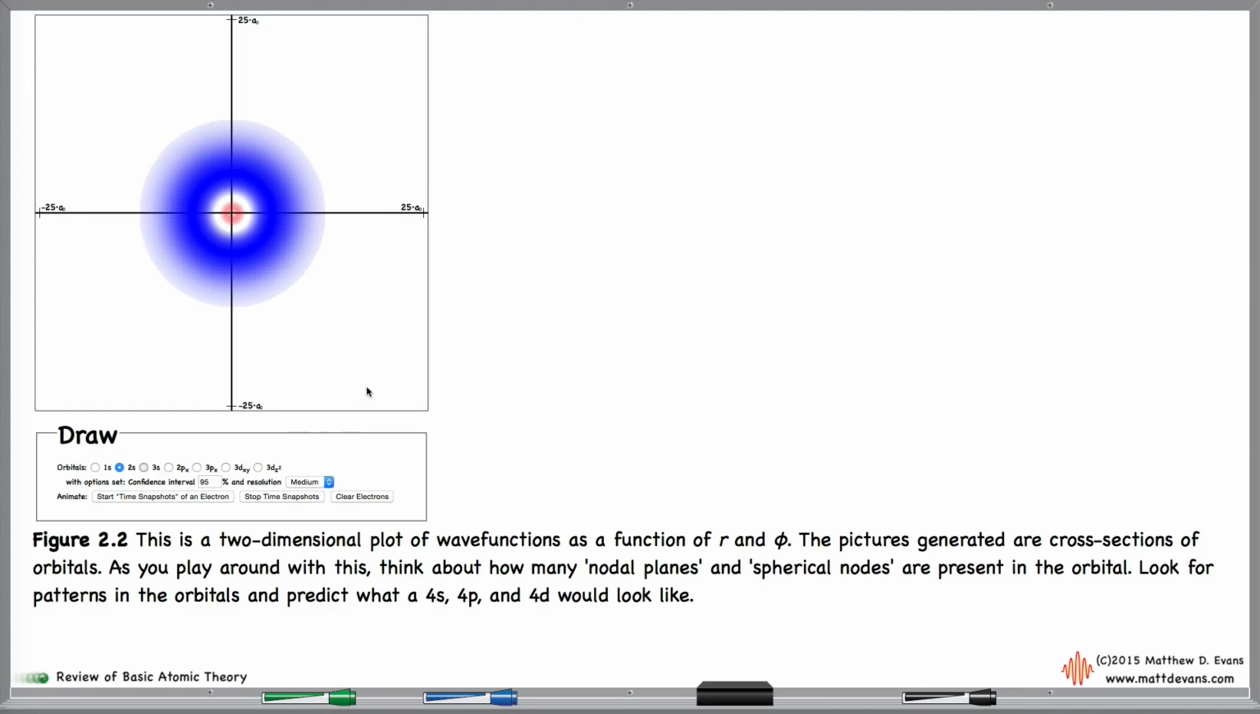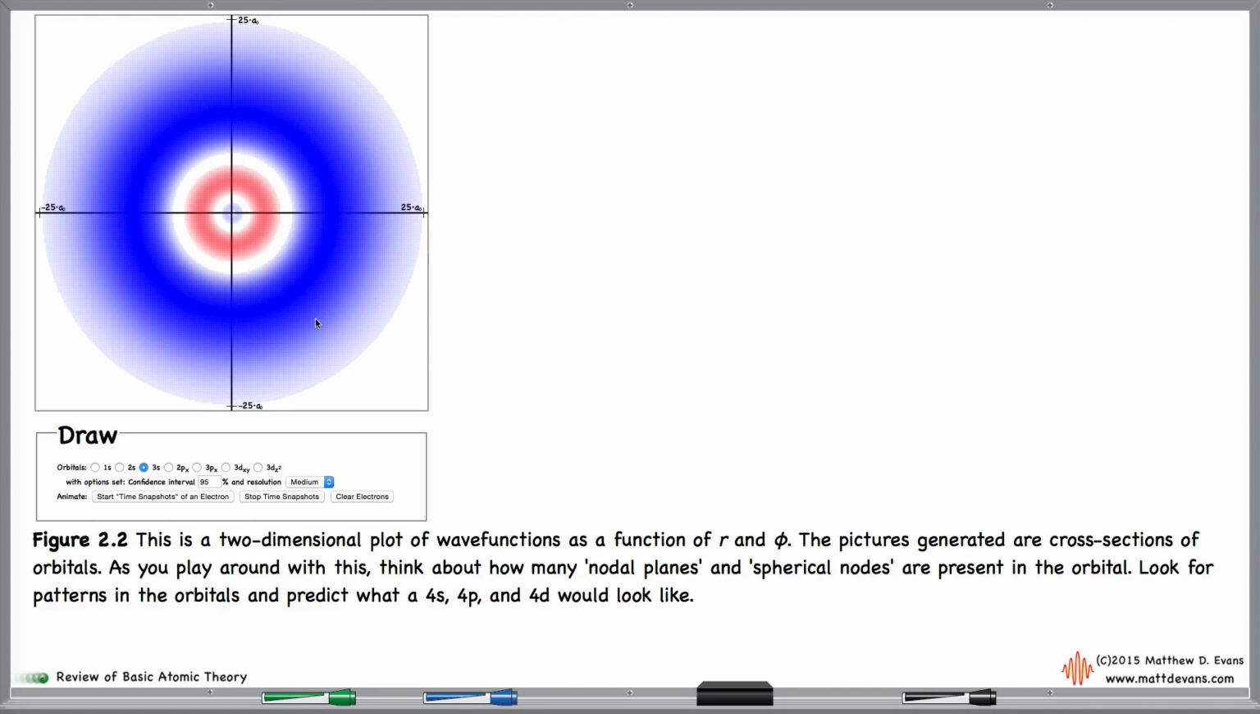For comparison purposes. It takes a little bit longer to generate a 3s, and hopefully it won't crash. I'm always crossing my fingers here. So 3s, here it is. We've got the blue region inside here. That's a little bit of probability density, a little more probability density. These are nodes, these white spaces right here. And then the highest probability is this dark blue region outside here.